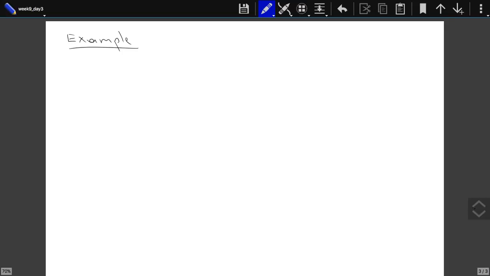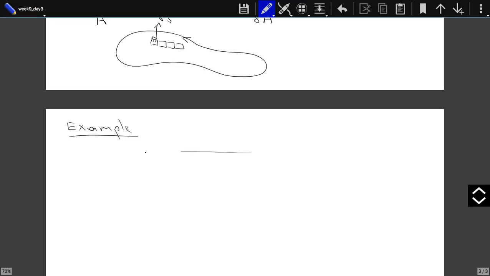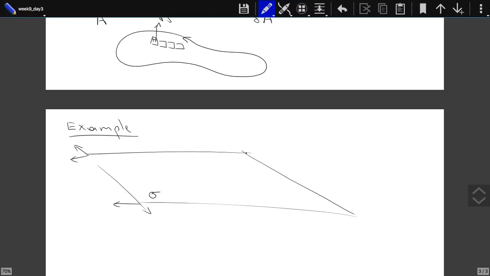Let us do one more example. Let us assume we have this infinite sheet. It carries a surface charge sigma. It is infinite. At the same time, it moves with a velocity, let's say v0. So we have moving charges.